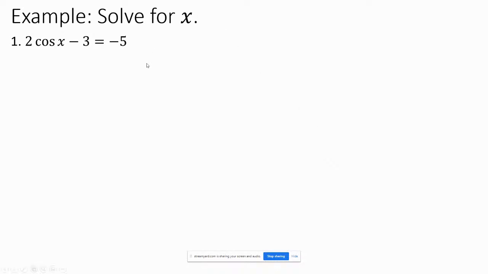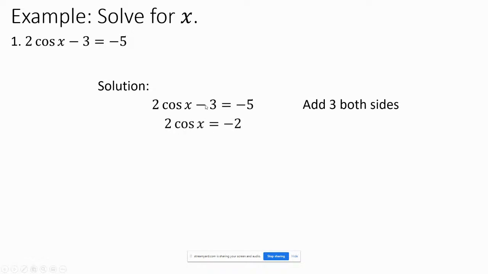First, kailangan kasi cosine lang yung matira sa left side na equation. So, paano maaalis si minus 3? So, we need to add 3 both sides. Kasi pag nag-add ka ng 3 dito, magsi-zero out na yun. Tama po? Gives you 2 cosine x equals negative 2. Kasi negative 5 plus 3, negative 2.